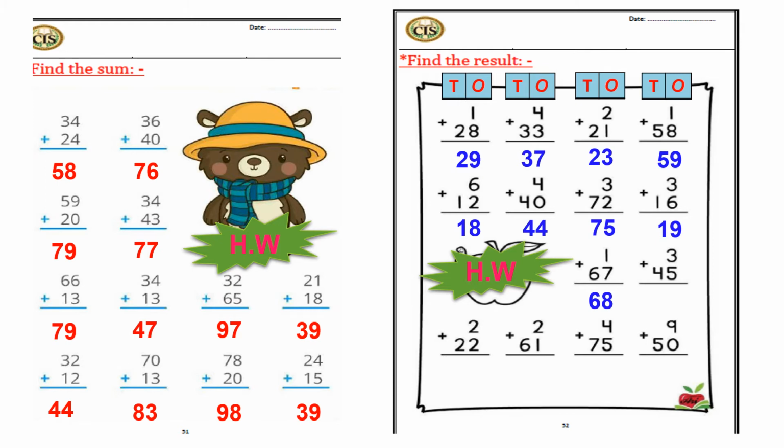Here 3 plus 45, so I put 45 in my mind, 3 on my fingers, so after 45, 46, 47, 48. The last line here, you can do it as homework.